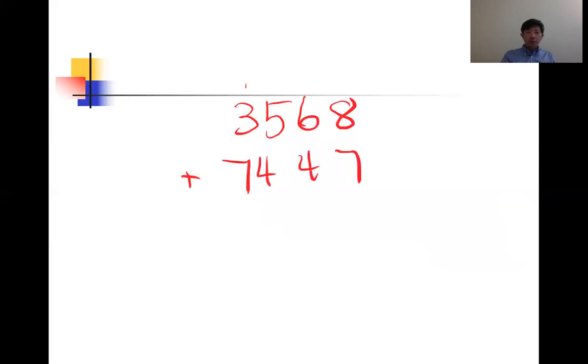Let's do another problem. Let's say I want to do 3, 5, 6, 8 plus 7, 4, 4, 7. Okay, and I want to add from the middle. All right, how do we add from the middle, right? So this is a, give a student another way of thinking, all right? Different level of doing calculation for whole number.